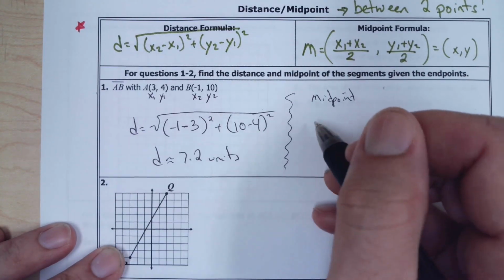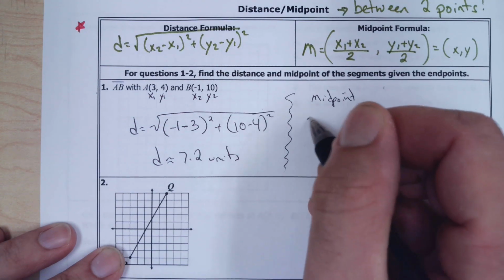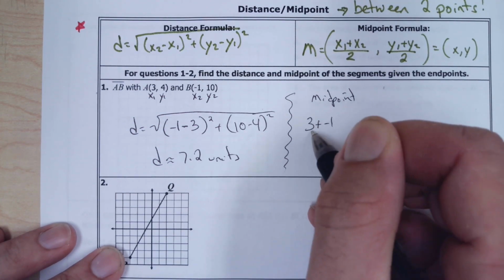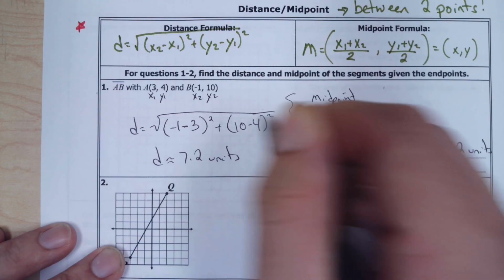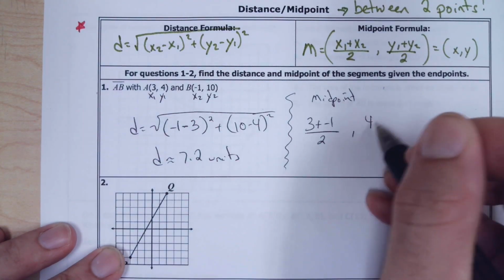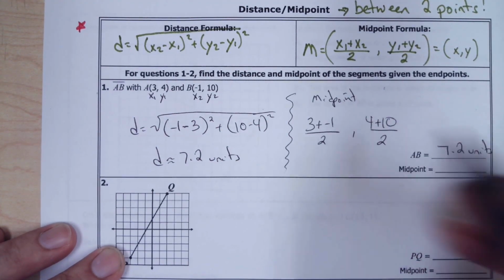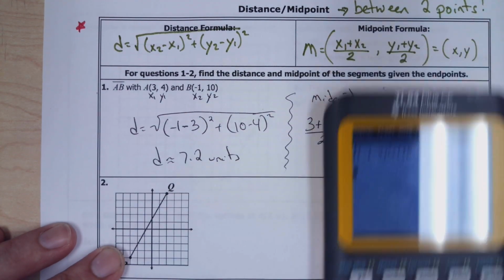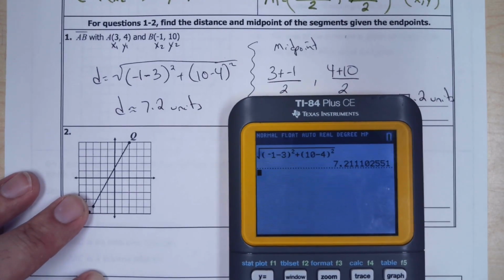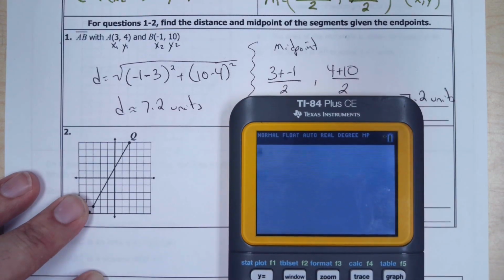So I'm going to take my x's. So I'm going to do 3 plus -1 divided by 2. And then I'm going to take my y, so 4 plus 10 divided by 2. Alright, so we're going to do one at a time now. So just one at a time. So I'm going to do this one first.